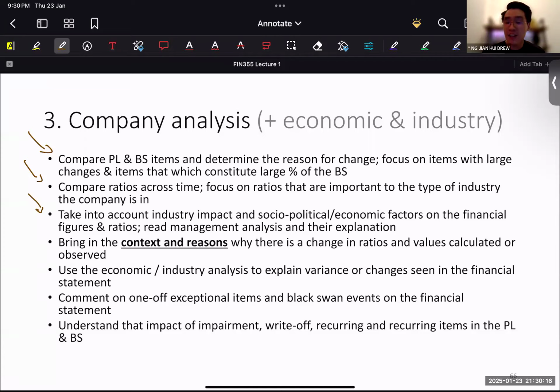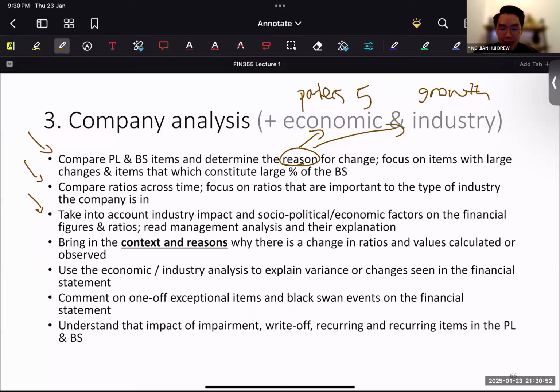Okay, so we have seen the financial statement. There are so many things in a financial statement. So what do you do? First you need to compare the P&L and balance sheet items and determine the reason for change, right? What is changing? Why is it changing? And when we think about reason for change, this is where we need to link it back to your industry and economic reasons, right? I hope you can see the link now. Maybe even link to, let's say, Porter's five, or maybe when you talk about industry, is this a growth industry, right? So you need to link it back to there.